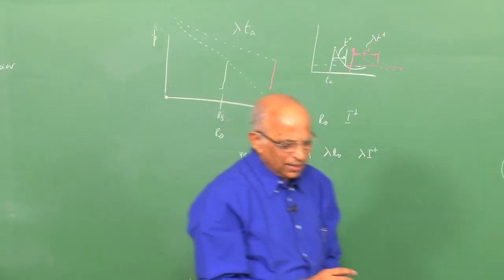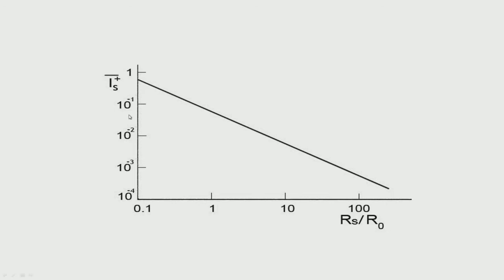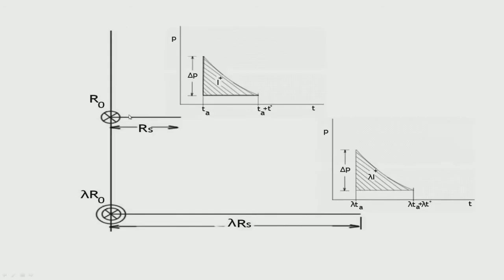This I show in the slide, and let's take a look at this. If I have an explosion of explosion length r naught, then at a distance r_s I get an overpressure delta p, and I have an impulse I plus over here. The arrival time is T_a, and the impulse acts over a time t plus, from T_a to T_a plus t plus.